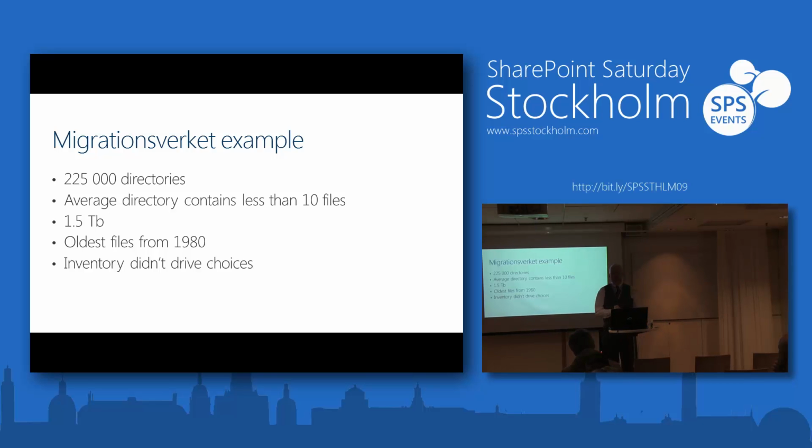Then we started doing an inventory, and we came up to 225,000 directories inside this file share, and up to 17 levels deep. So there were subdirectories inside subdirectories, about 1.5 terabytes of data. Not a huge amount of data, but a lot of files. I think about 2 million files, and it's growing every day, of course. The oldest files in those file directories are from 1980.